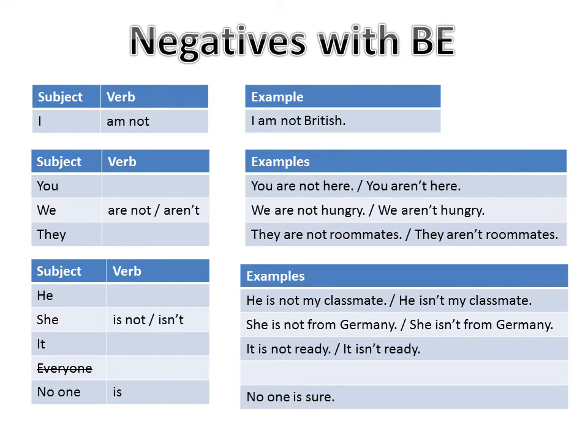So he is not my classmate, or he isn't my classmate. She is not from Germany, or she isn't from Germany. It is not ready, or it isn't ready. And again, let's notice that we do not use the pronoun everyone. We use no one in an affirmative sentence. So no one is sure.